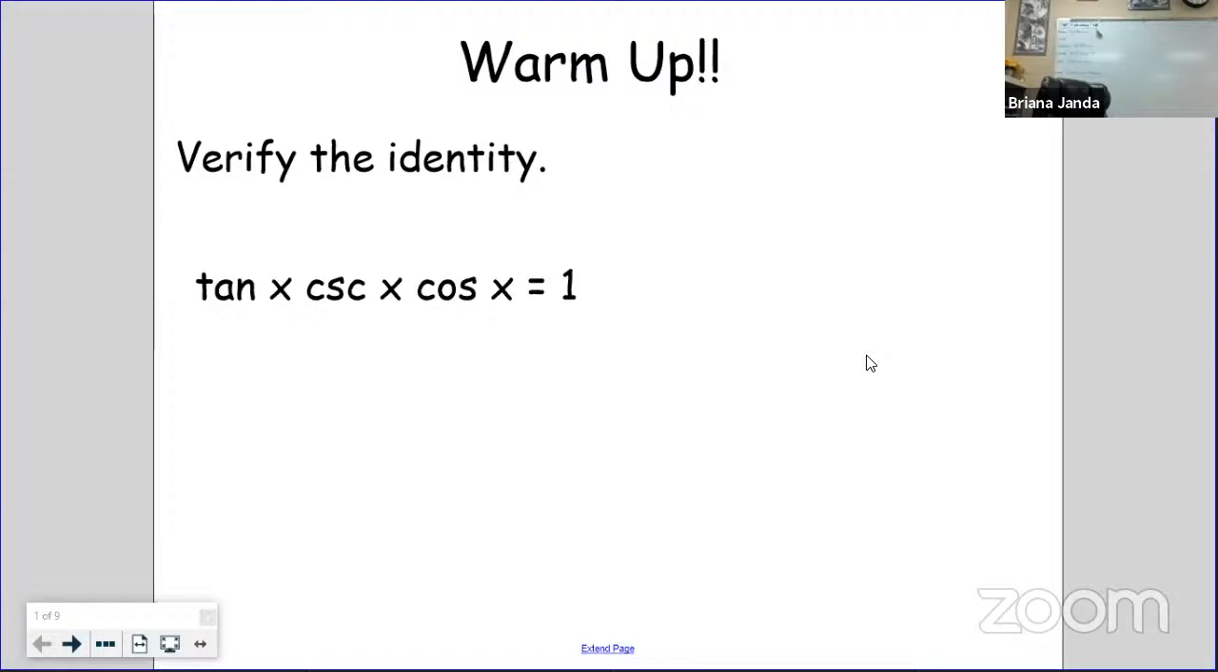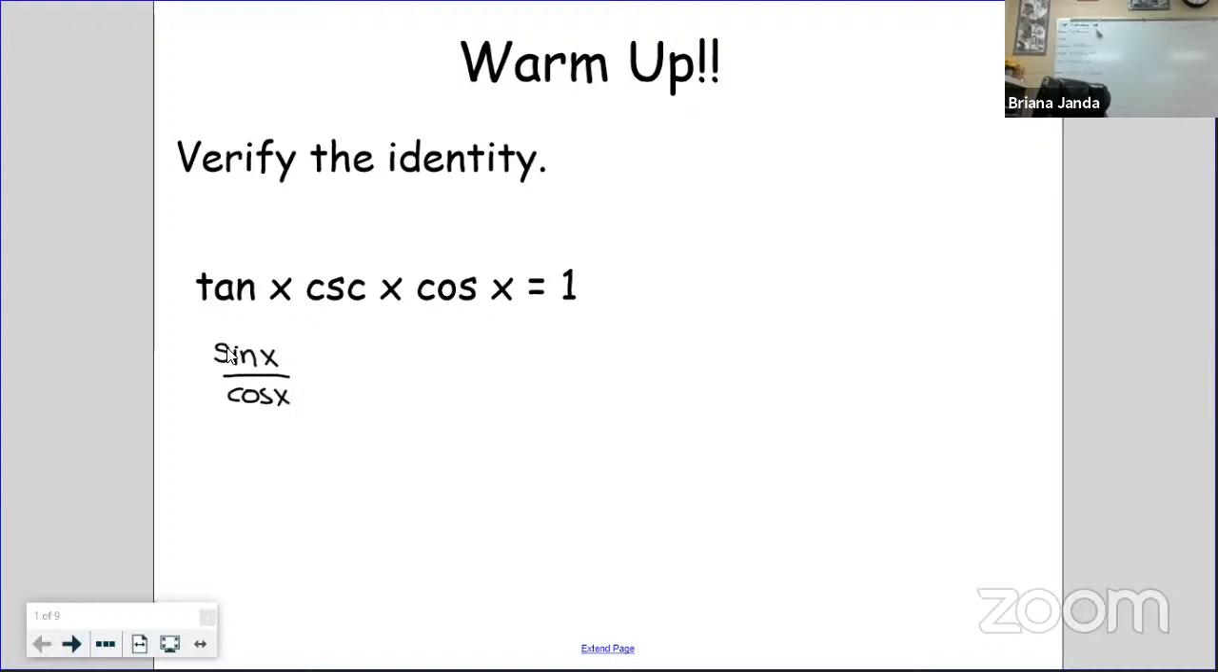Okay, do not forget the strategies that we learned yesterday. The one that I would go to on this one is that whole sines and cosines. And again, that's going to be your safety net. If you know nothing else, try that, and see where it leads. So tangent being sine over cosine.